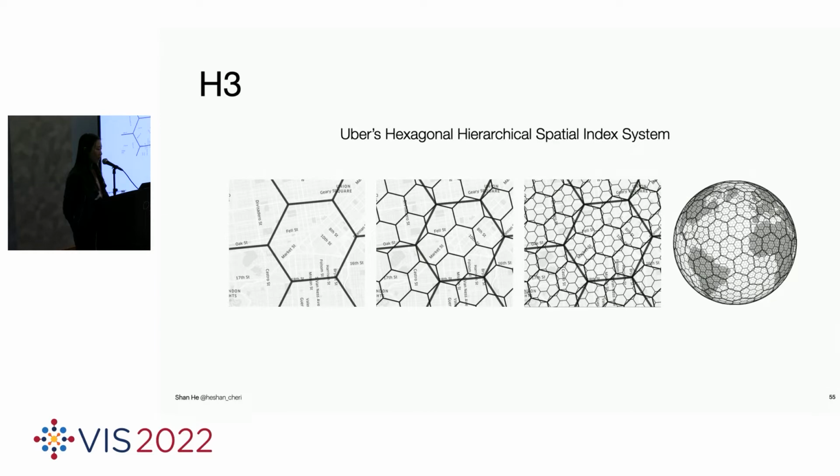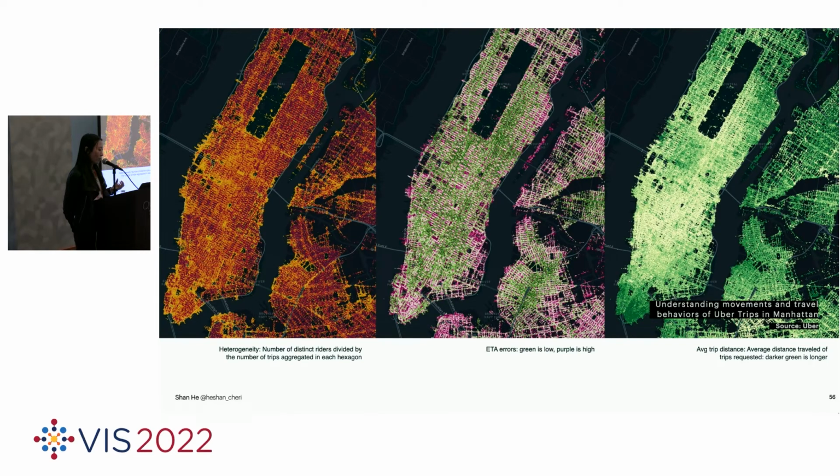Nick will give more talk about it. H3 is a hexagonal spatial indexing system that you can use to break the world into very fine-grained, meter size, 2 meter size cells, and then calculate different metrics based on the aggregated raw events located in each cell.